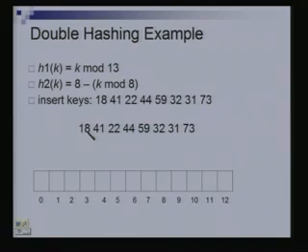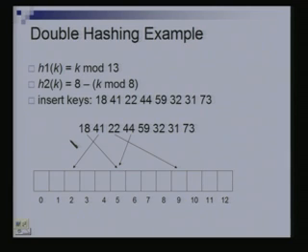18 mod 13 is 5. So it will go to location 5. Yeah? 41 mod 13 is 2, so it goes to location 2. 22 mod 13 is 9, goes to location 9. 44 mod 13 is 5. So it tries to go to location 5, but location 5 is already occupied.